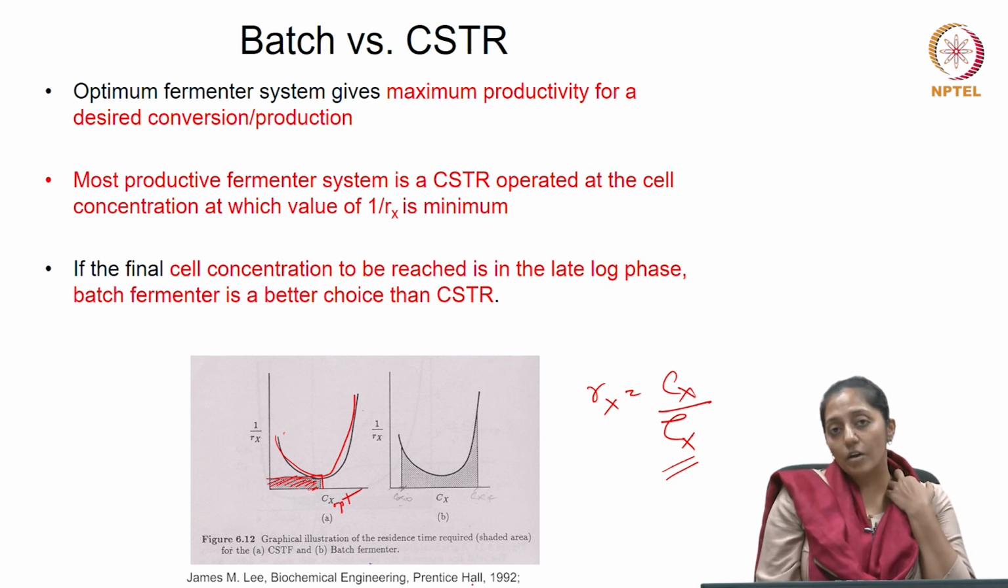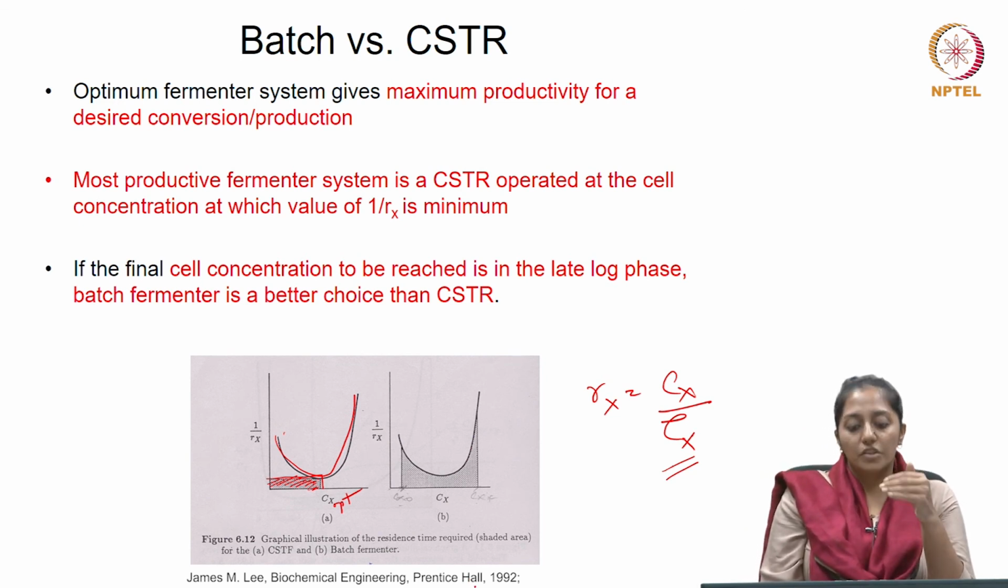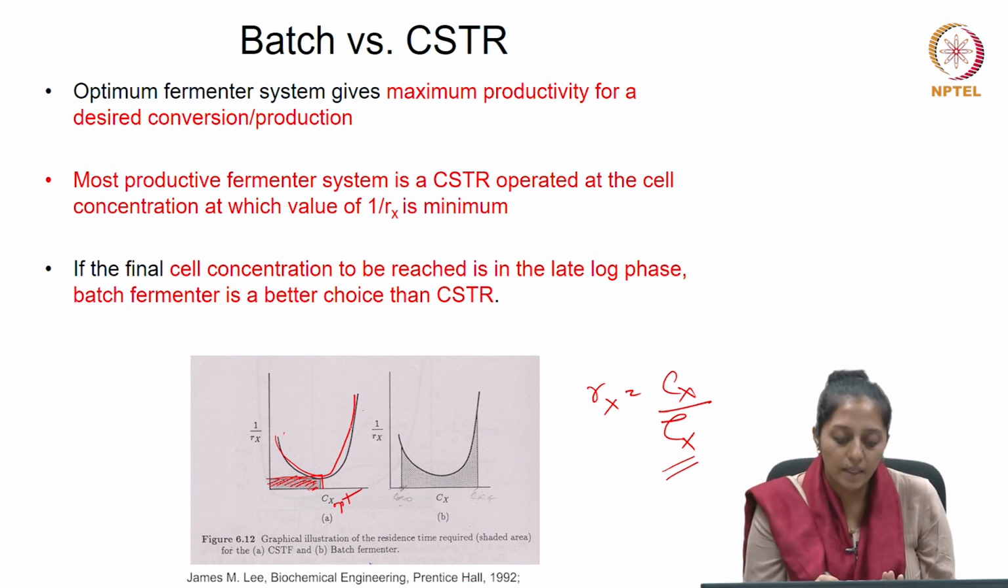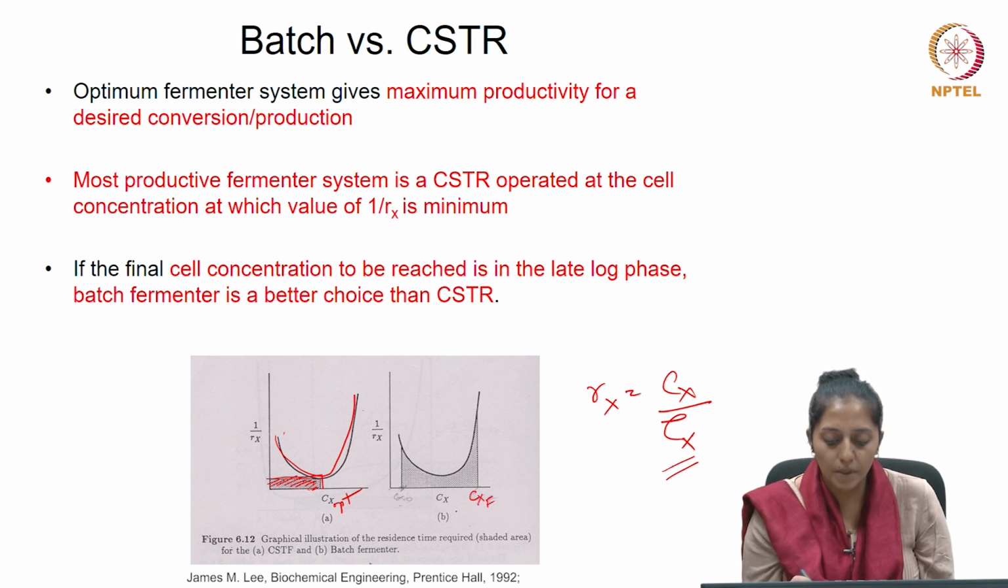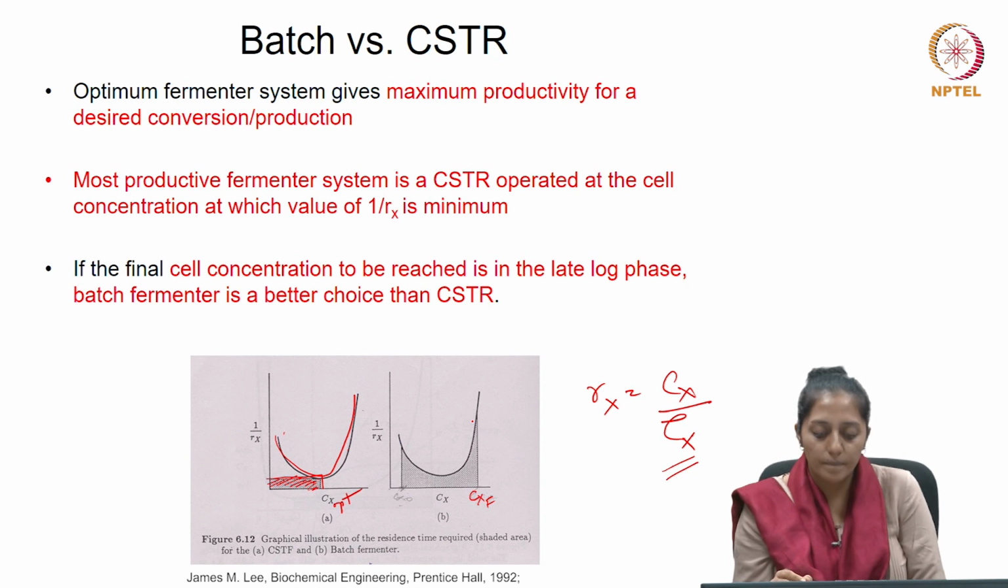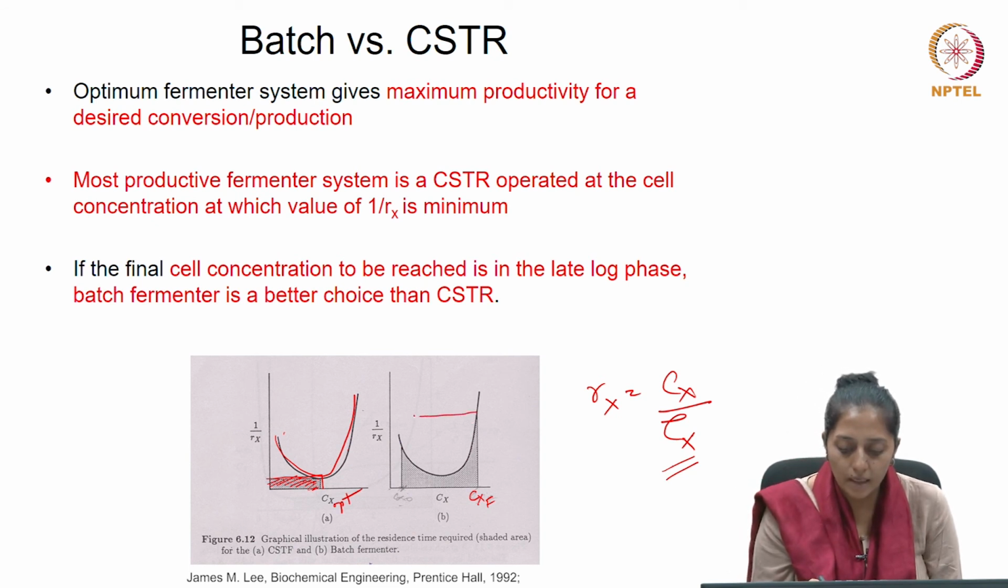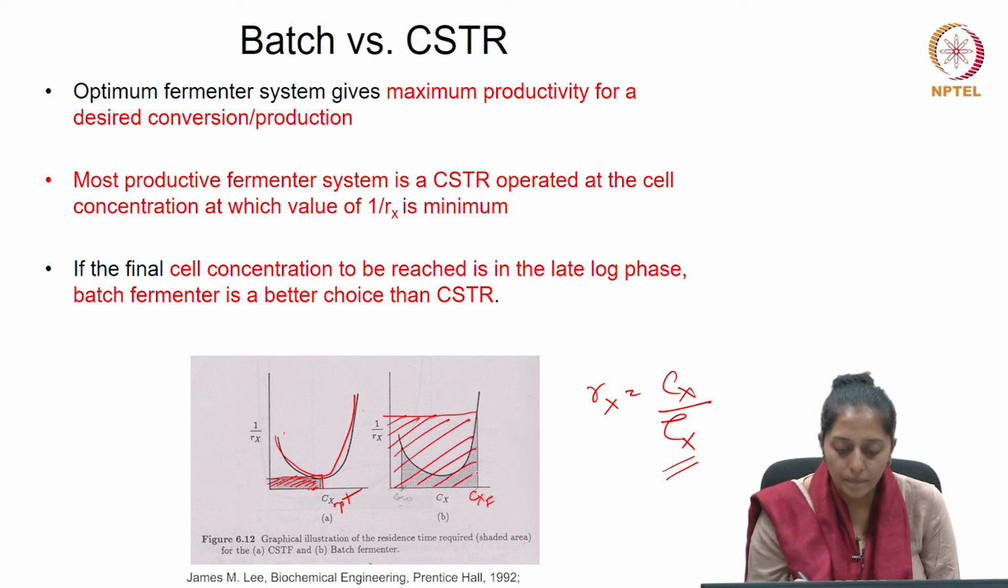Now, if the final cell concentration which is to be achieved is in the late log phase, somewhere here, when the substrate is getting depleted, then what can be a better fermenter? Then a batch fermenter is a better choice than a CSTR. How? Let us suppose this one. If this is the final biomass concentration which is coming in the late log phase, then if we run a CSTR at this point, the residence time would be the shaded area.